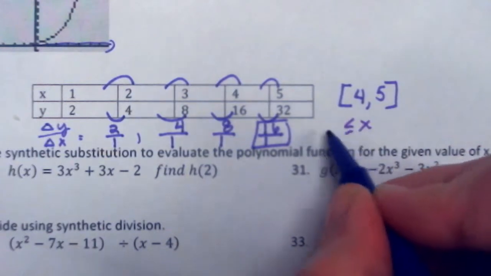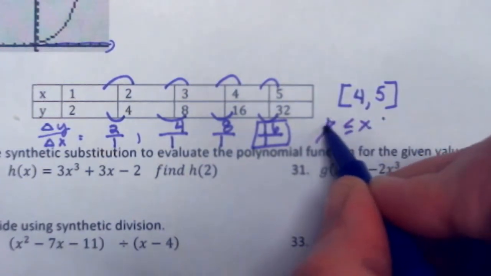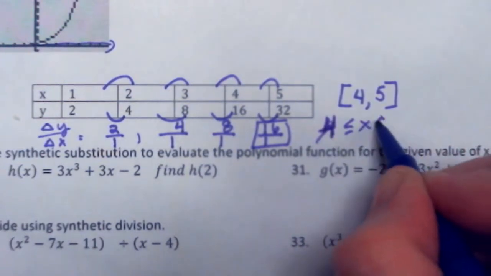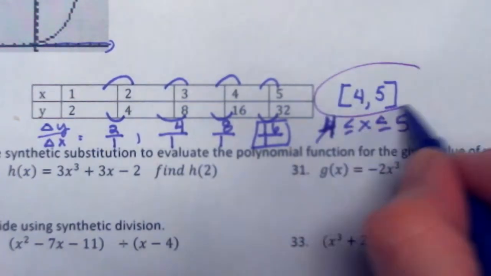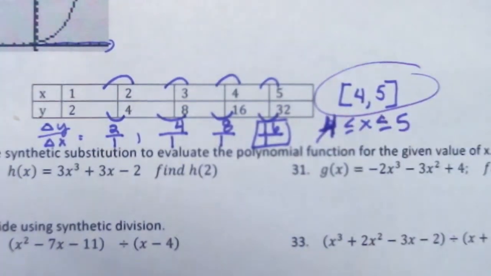You could put 4 is less than or equal to x, less than or equal to 5. But most likely it'll be in interval notation. Oh, that's a bit messy.